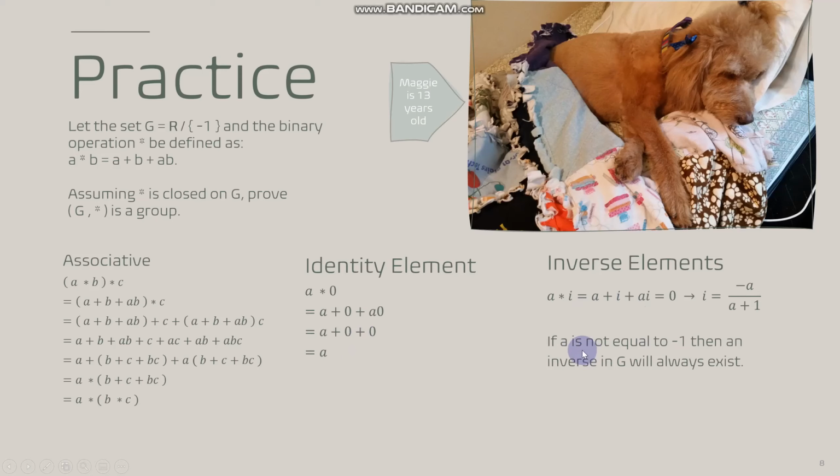So using a different tactic, we're going to look for inverse elements. The inverse element is a star I, with I being the inverse of a here. We can use the definition of the binary operation and say that this is equal to a plus I plus aI. And we know that when we're looking for an inverse element, we want a star its inverse I to be equal to 0. So if we set this definition equal to 0, I becomes negative a over a plus 1, simply solving algebraically.